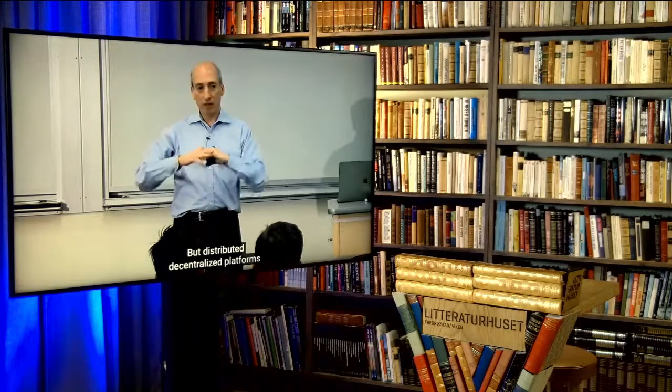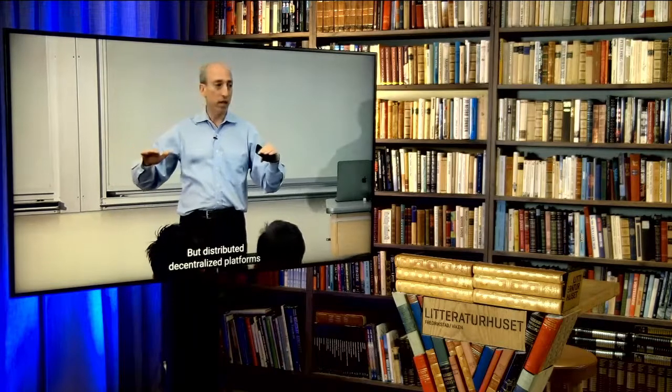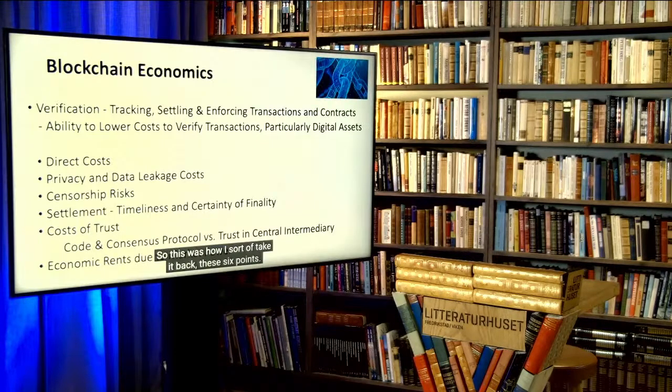But distributed, decentralized platforms are more censorship resistant, I mean, on a spectrum. Anything else from verification? So let's see how we did. So this was how I sort of take it back, these 6 points.